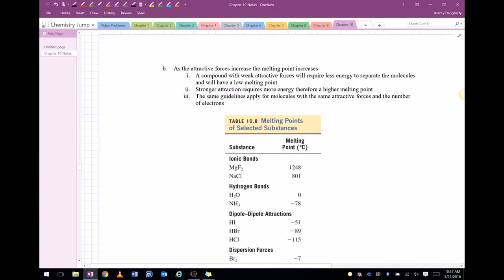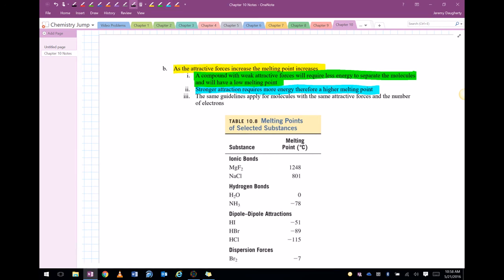We can also take a look at the melting point, where it goes from a solid to a liquid. And again, just very, very similar. A compound with weak attractive forces will require less energy to separate the molecules, and they'll have a lower melting point. The stronger attraction requires more energy to get them to separate, therefore a higher melting point.